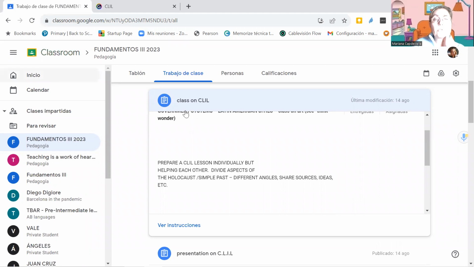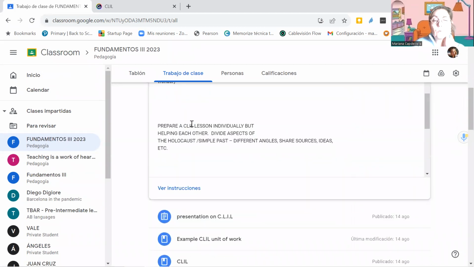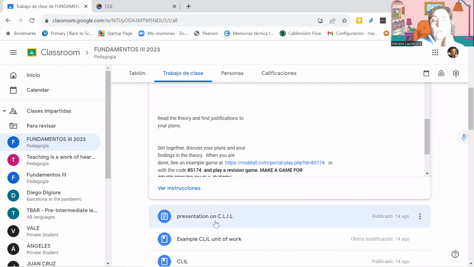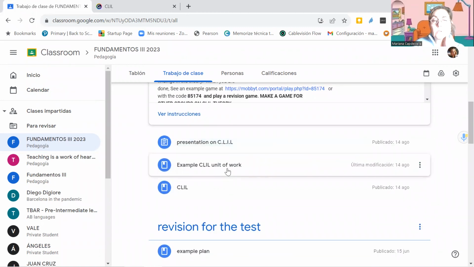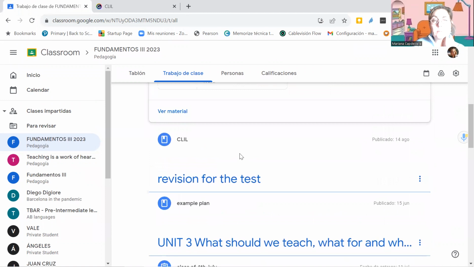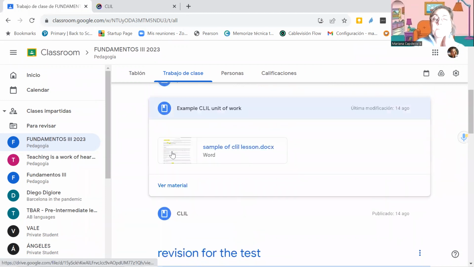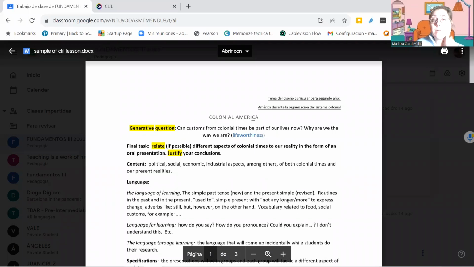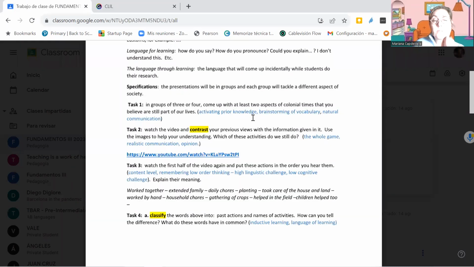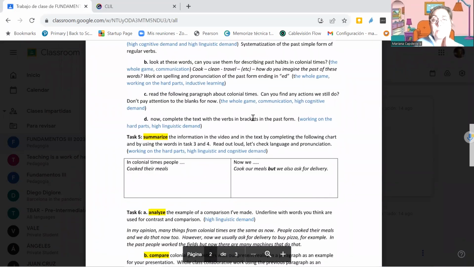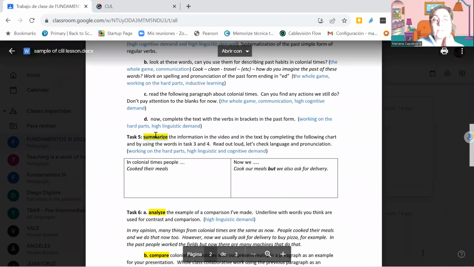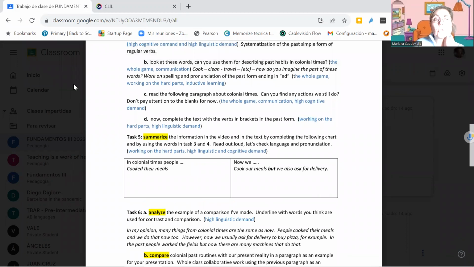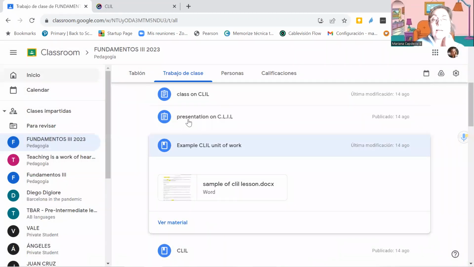But what I actually want you to do is a presentation on CLIL, example CLIL unit of work. Let me see what this is. Example CLIL unit of work, colonial America. Okay, this is another class that you can have a look at and see the example and see the justifications in blue. And here highlighted are the cognitively demanding tasks.